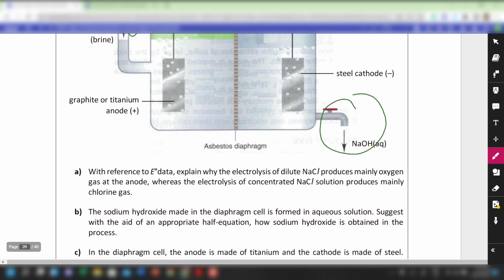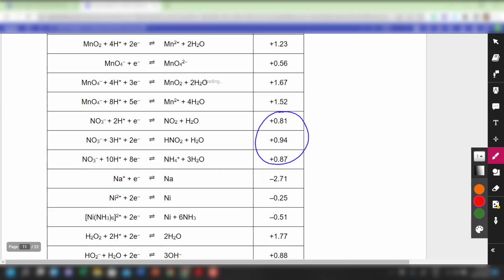Okay, so with reference to the reduction potential data, explain why electrolysis of dilute sodium chloride produces mainly oxygen gas at the anodes, whereas electrolysis of concentrated sodium chloride solution produces mainly chlorine gas. Yeah, we have already covered this in the earlier section. I think it should be section 6.3. So if you are interested, you can go and review the answer again. But very quickly, I will just jump straight into the data booklets.